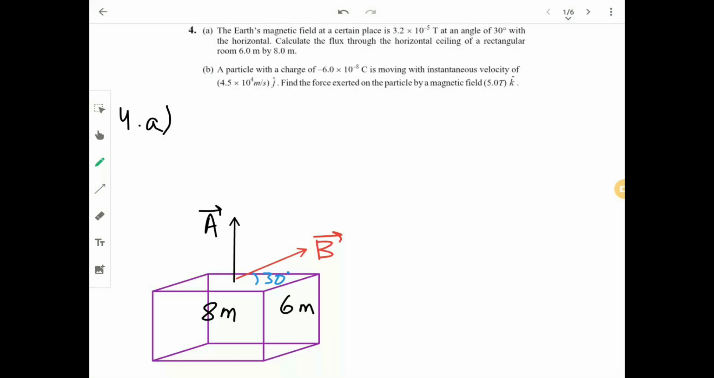Alright guys, number 4. Part A. The Earth's magnetic field at a certain place is 3.2 times 10 to the minus 5 Tesla at an angle of 30 degrees with the horizontal. Calculate the flux through the horizontal ceiling of a rectangular room 6 by 8 meters. Okay. Give you guys a few seconds. I've drawn a little diagram here that illustrates the situation. And you guys can solve and we'll check together.